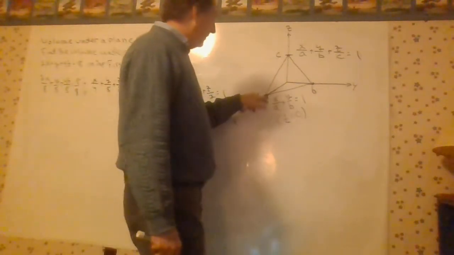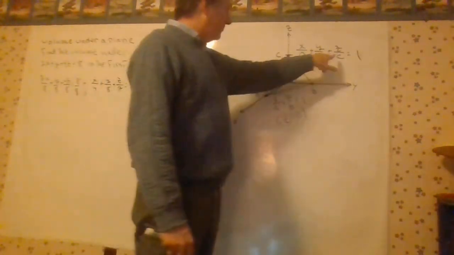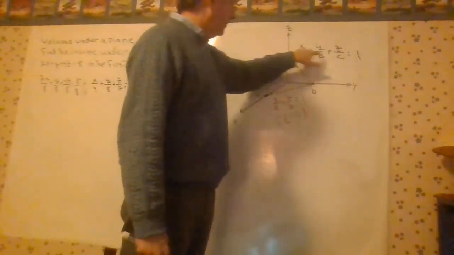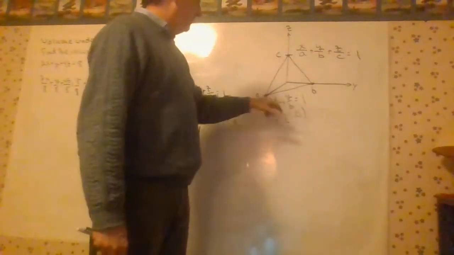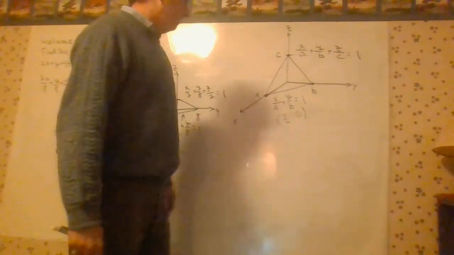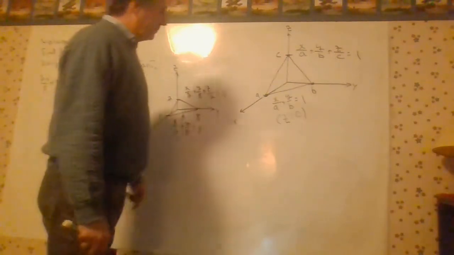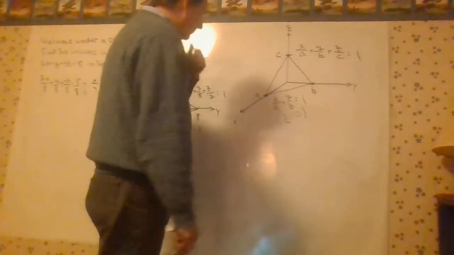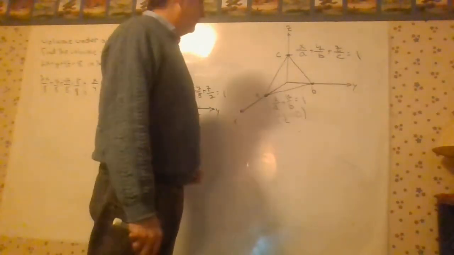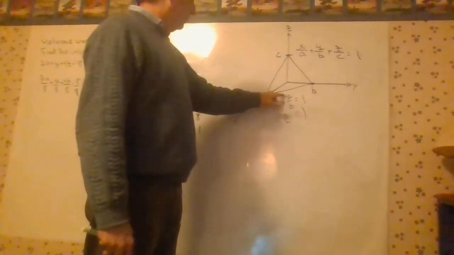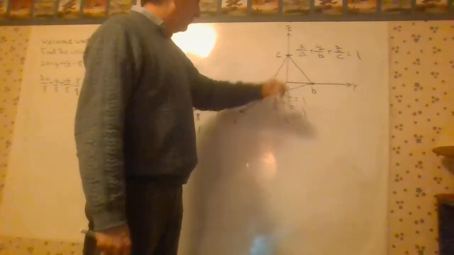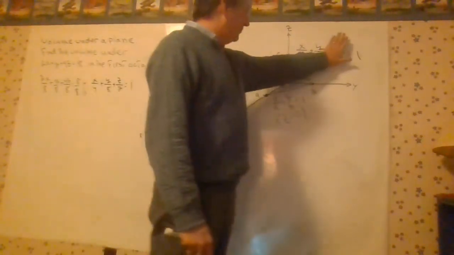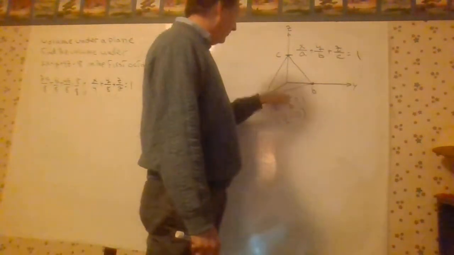Right here, y and z are 0. Drop out these terms. x over a equals 1, x equals a. Same thing for y and z. We'll also find it useful in this problem to find this line. That's x over a plus y over b equals 1. We're in the xy plane, z is 0. Just drop that term out and that gives you this equation.